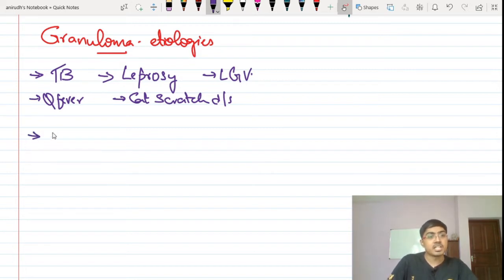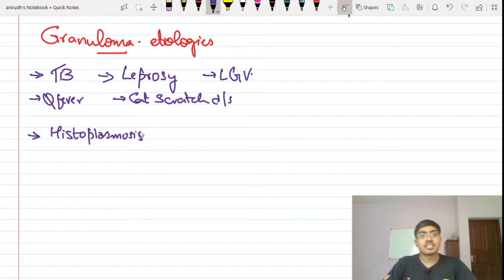Let's talk about certain fungal infections also. Histoplasmosis, coccidioidomycosis. So these are certain examples of infections which can cause granuloma. Now, are there certain non-infectious causes also? Yes, there are. So let's talk about such causes here.